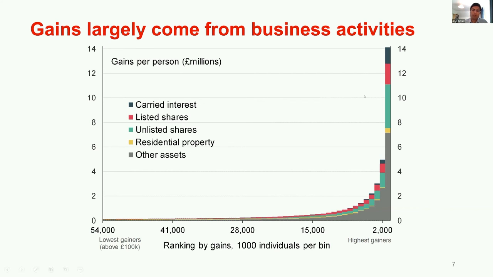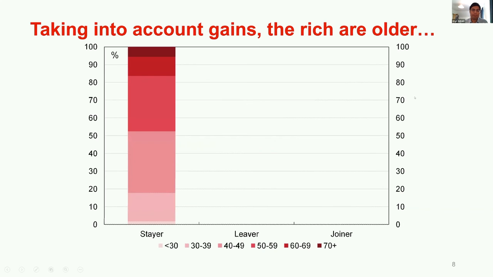So if we were to include them, what does that do to our measures? If you take into account gains, the first thing I want to show you is that the rich are older. What this bar described as stayers shows you is the age distribution of people who are in the 1% when you rank people from richest to poorest by fiscal income, our usual measure.